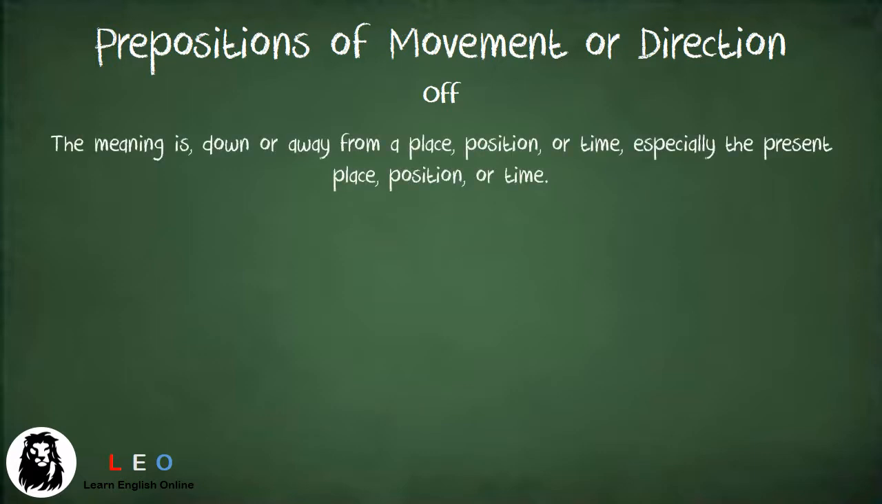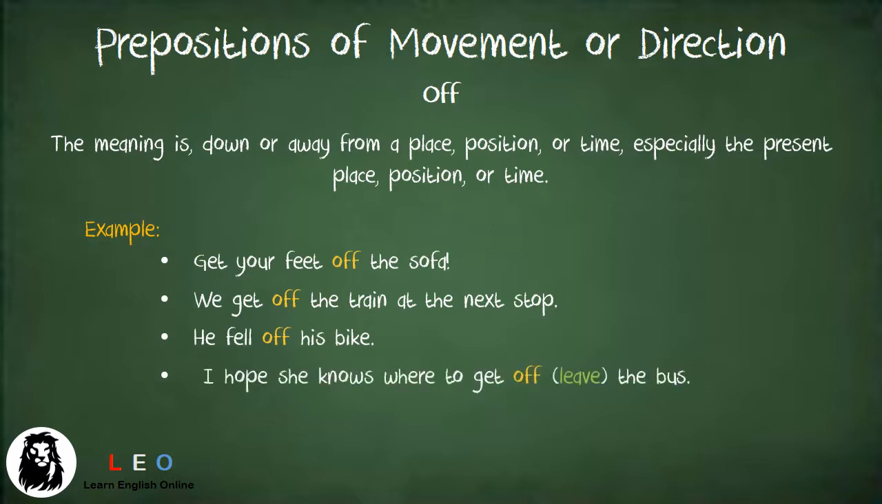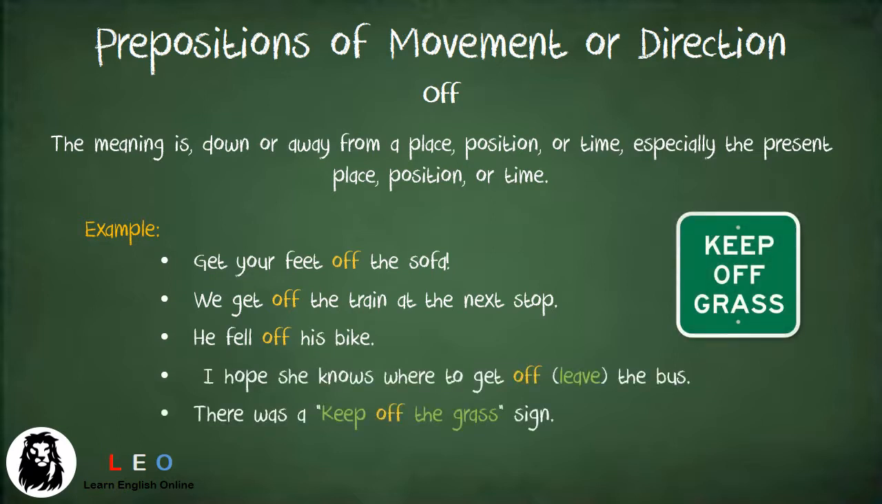Off. The meaning is down or away from a place, position, or time, especially the present place, position, or time. For example, get your feet off the sofa. We get off the train at the next stop. He fell off his bike. I hope she knows where to get off the bus. There, keep off the grass sign.